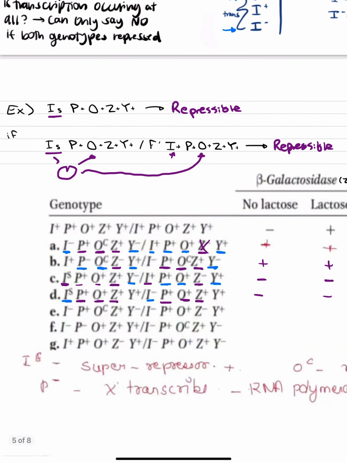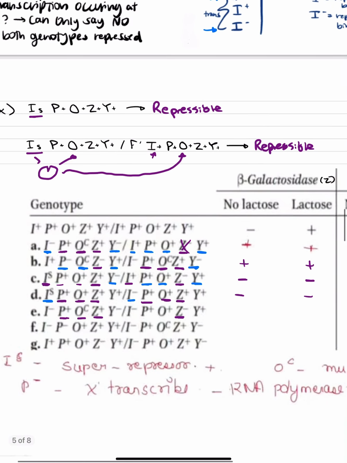On to E. Looking at Z, we have a Z plus right here. We have a Z minus right here. Looking at the cis-acting factors, we have OC and P plus. Since we have OC, that means we're going to have constitutive expression of the operon for the Z plus, so that's going to result in transcription.